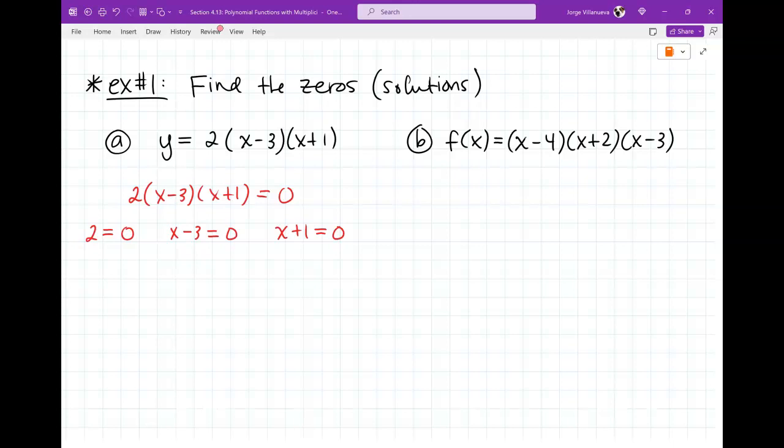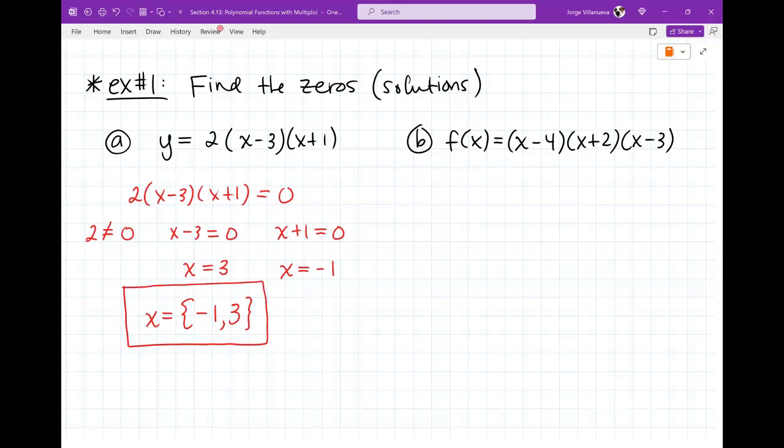All right, can 2 equal 0? No, right? So that's not even possible. What's the answer to the one that says x minus 3 equals 0? 3. What about for the next one? x is negative 1. And I'm done, okay? I'm not even talking about multiplicity yet, okay? But this is my answer for this problem, and I'm finished. So if they ask you just to find the solutions, this is what you do.